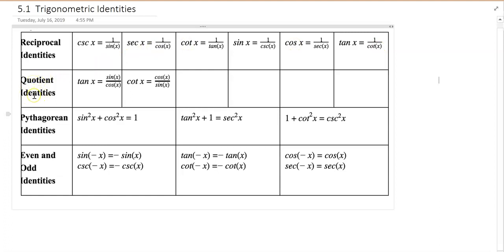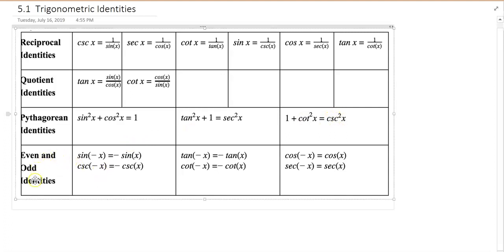The quotient identities. Tan of x is equal to sine of x over cosine of x. Cotan of x is equal to cosine of x over sine of x. Let's recall the Pythagorean identities, where sine squared x plus cosine squared x equals 1, and tan squared x plus 1 is equal to secant squared x, and 1 plus cotan squared x is equal to cosecant squared of x.